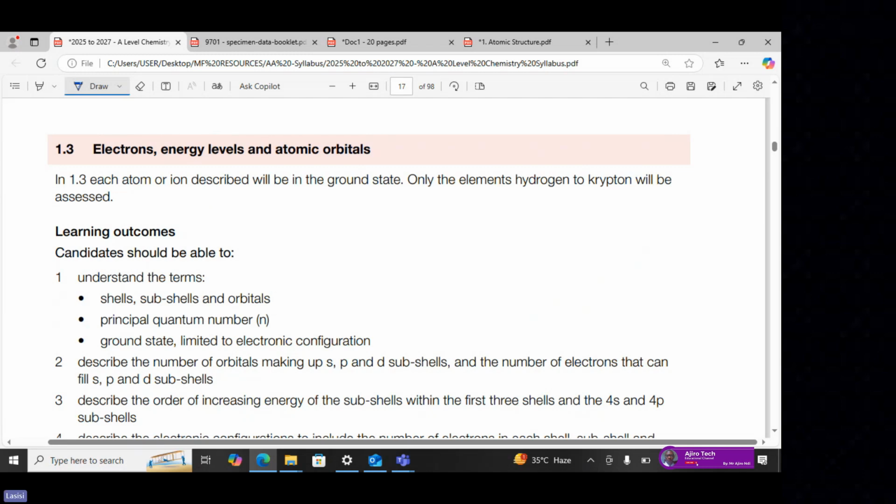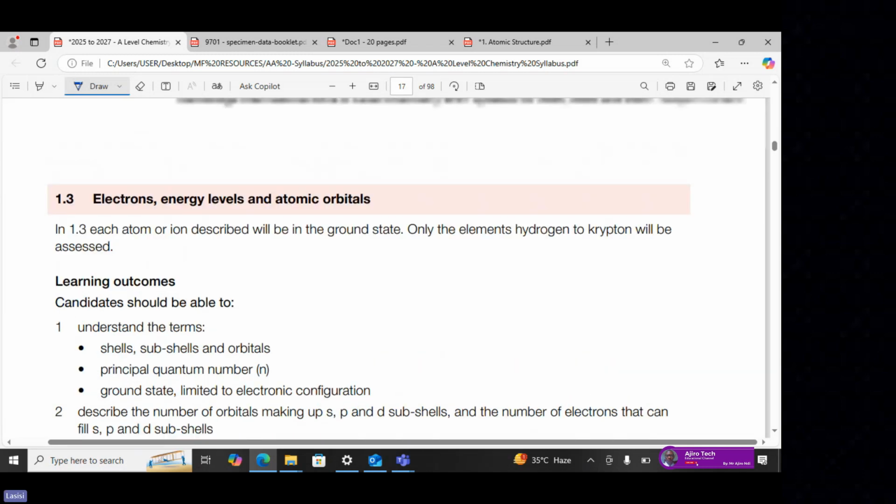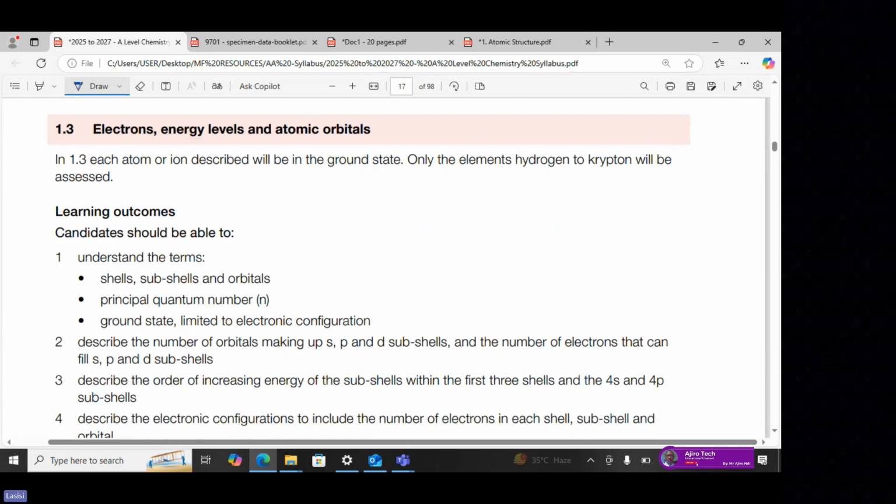We have this latter part of this topic. There are 3 parts of the topic. We have done the first part. This is part of topic 1. Then let's go. Can you read? Understand the terms shells, subshells, and orbitals. Go on. Principal quantum number, ground state, limited to electronic configuration.